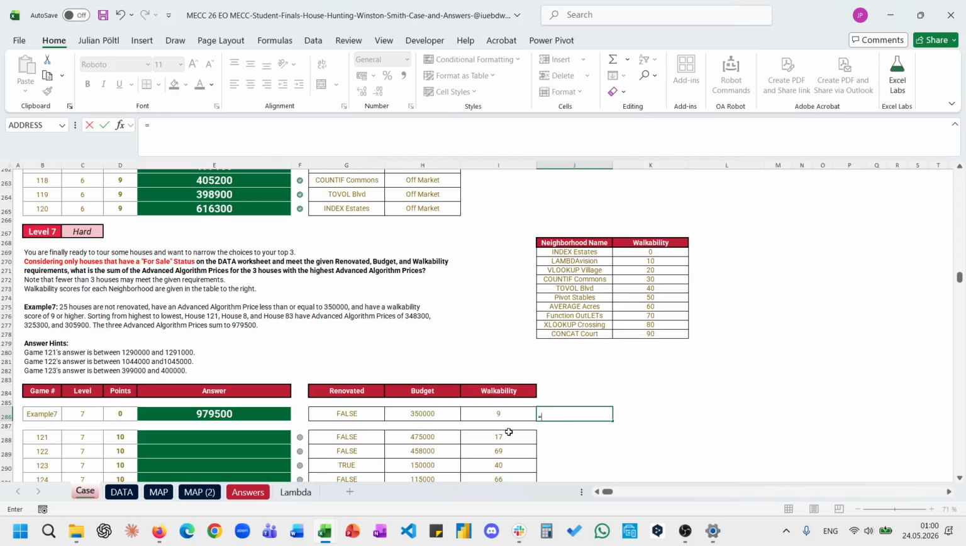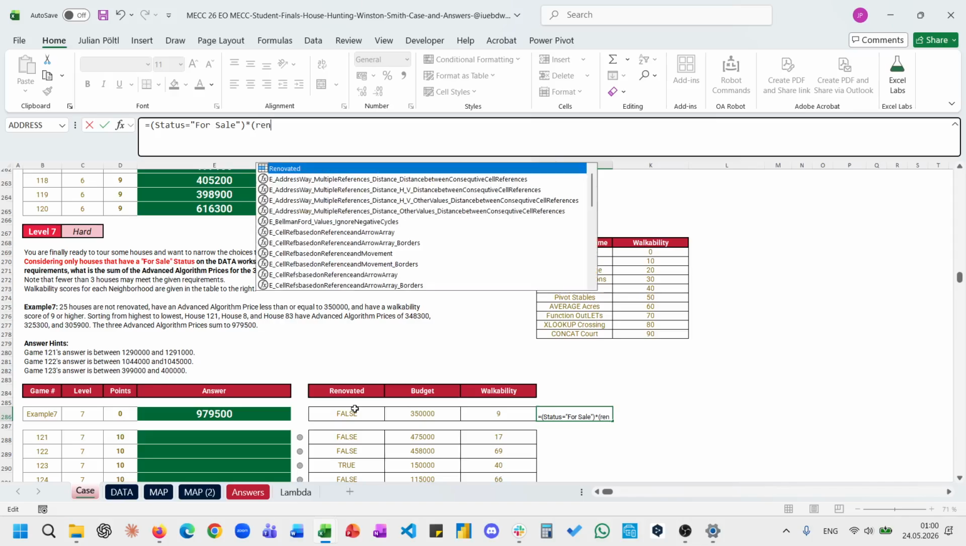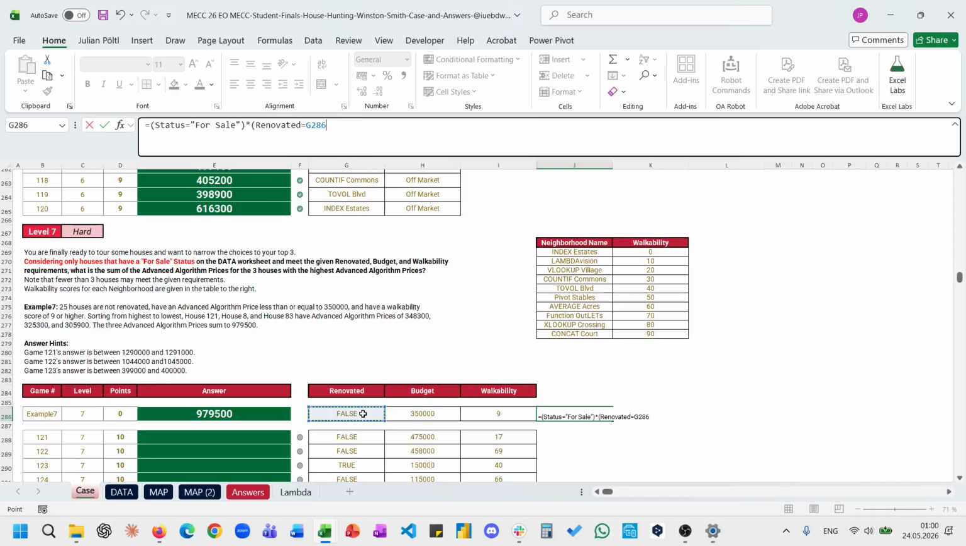So how do I do this? I do array manipulation or array multiplication. So status equals for sale. Put this in a bracket. Multiplied with, how is it called, renovated equals this status here, multiplied with here.